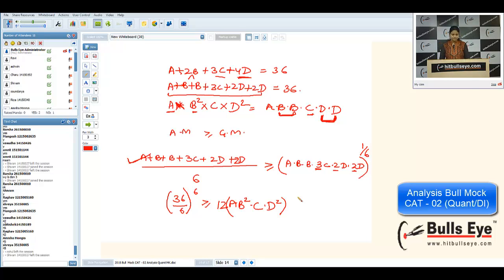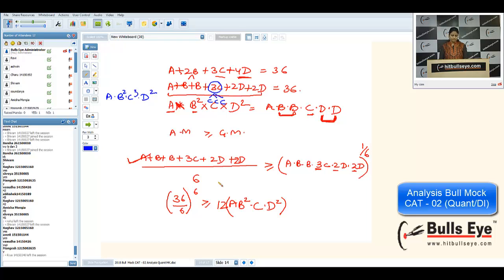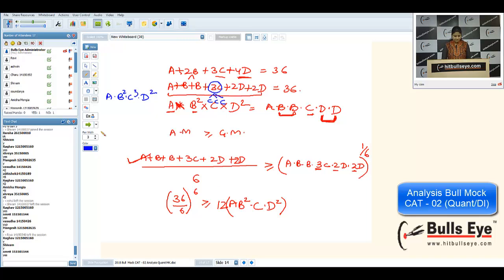Yes, all of you? Suppose instead of this, a into b square into c cube into d square is asked. In case of c cube, you will write 3c as c plus c plus c. You will adjust the expression according to the multiplication. Is it okay with you? Okay. Now the next question.